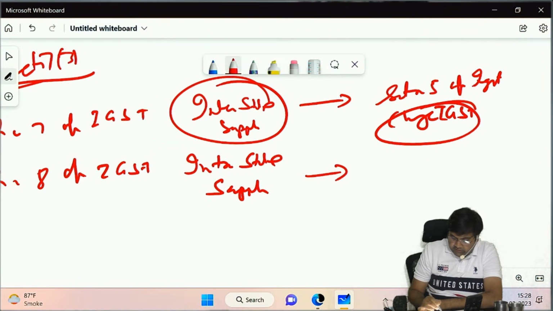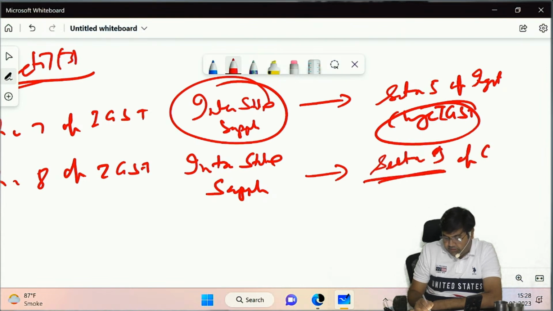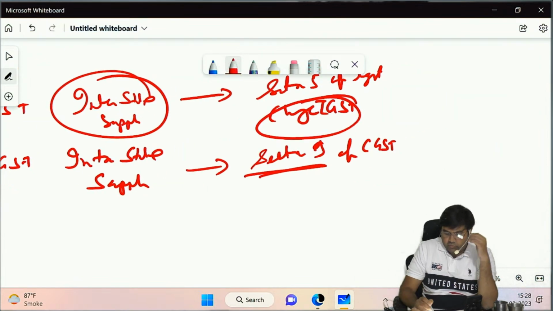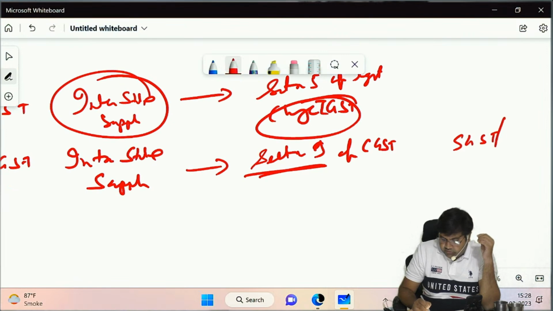So in case of intrastate supply, you are going to levy and collect tax according to section 9 of the CGST Act. A similar provision is there because on intrastate supply you are also going to levy SGST, UTGST. So the same provisions are there in SGST, UTGST also.